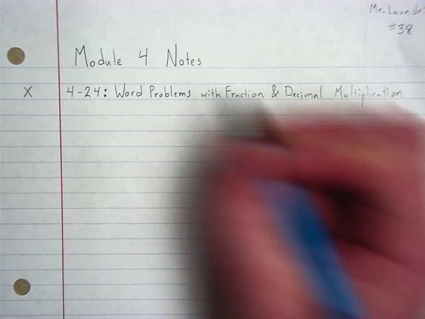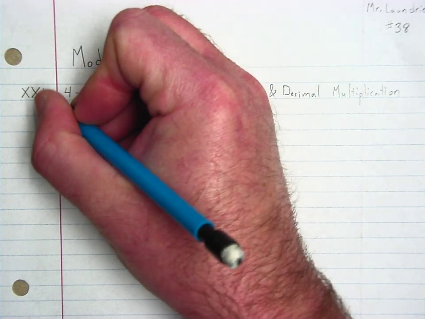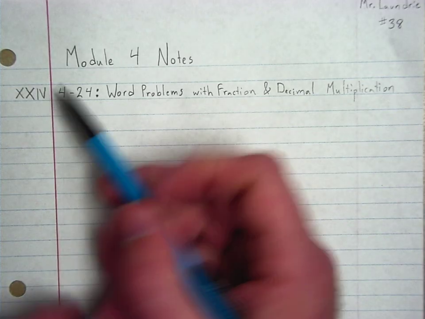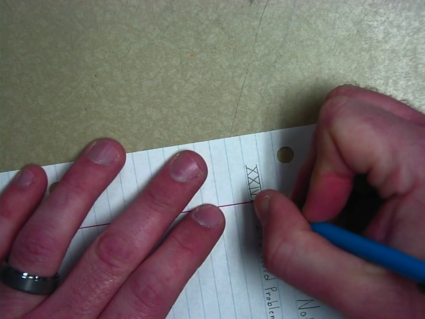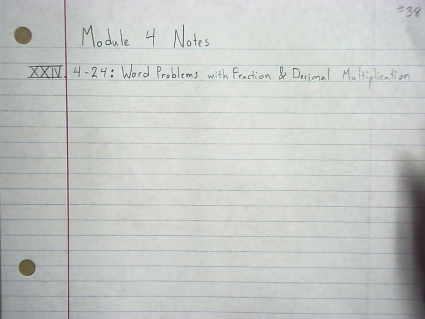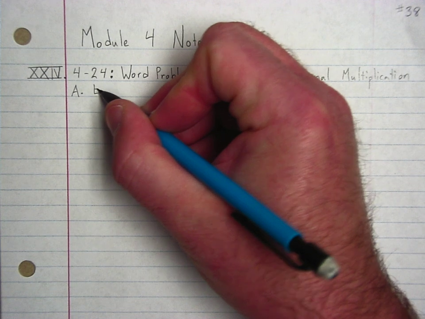This is lesson 10 plus 10 is 20 plus 1 less than 5. So 24. I like Module 4 because it has all these lessons with these high Roman numerals. It's kind of fun. Okay, let's go ahead and get started with example number 1.